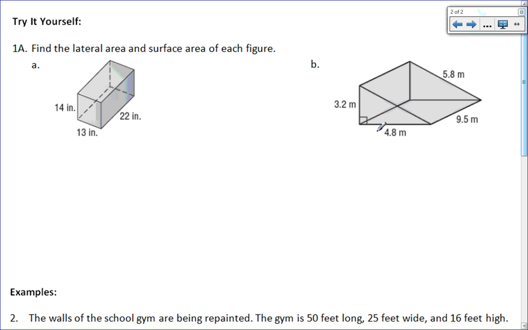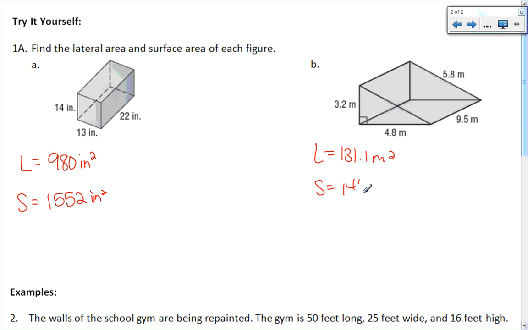Okay, for the first one, you should have gotten a lateral area of 980 square inches and a surface area of 1,552 square inches. For part B, the lateral area is 131.1 and the surface area is 146.46.